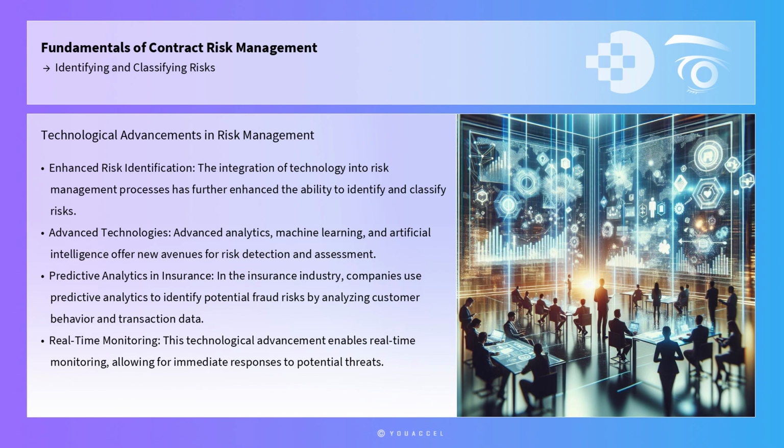The integration of technology into risk management processes has further enhanced the ability to identify and classify risks. Advanced analytics, machine learning, and artificial intelligence offer new avenues for risk detection and assessment. These technologies can process vast amounts of data to identify patterns and trends that may indicate emerging risks. For example, in the insurance industry, companies use predictive analytics to identify potential fraud risks by analyzing customer behavior and transaction data. This technological advancement not only improves the accuracy of risk classification, but also enables real-time monitoring, allowing for immediate responses to potential threats.